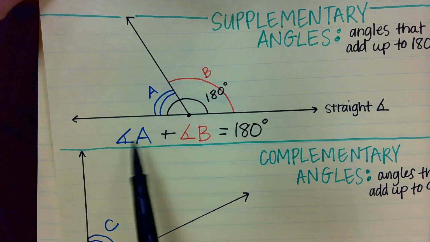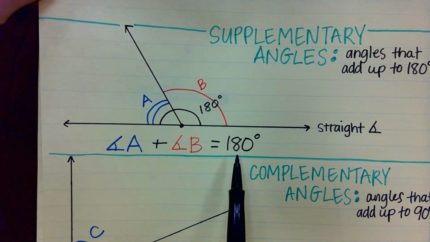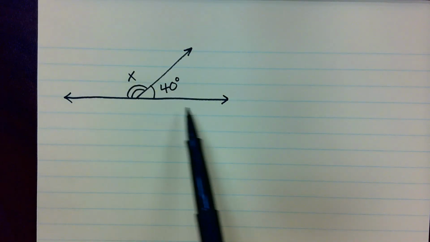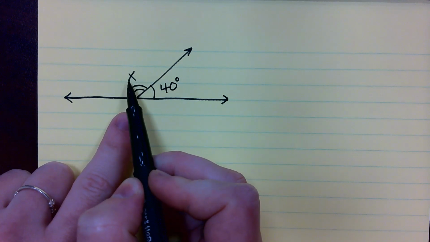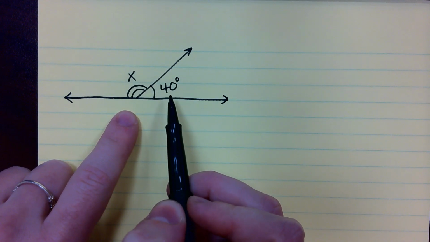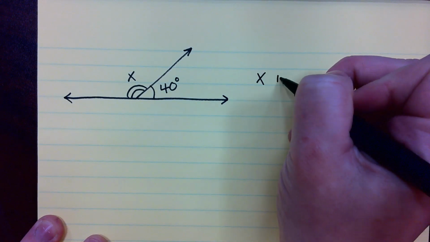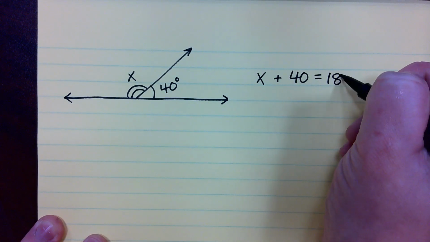Smart. Yes. So guys, remember we actually created a little equation here. A plus B equals 180. This angle plus this angle is 180. We've got supplementary angles here. So I know X plus 40 is 180. So let's write that. X plus 40 is 180.